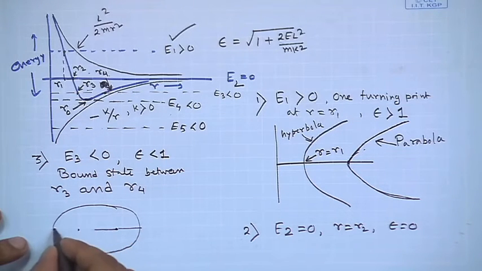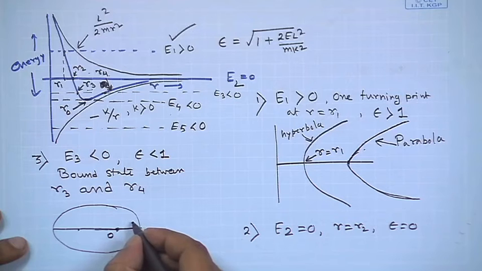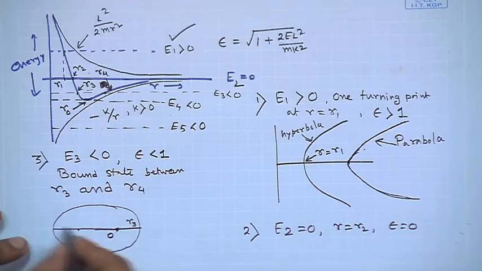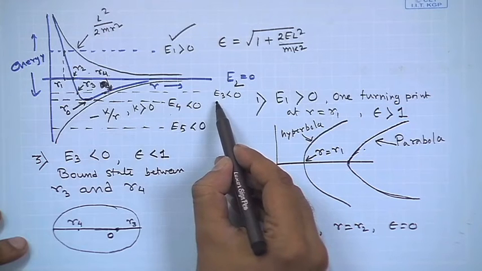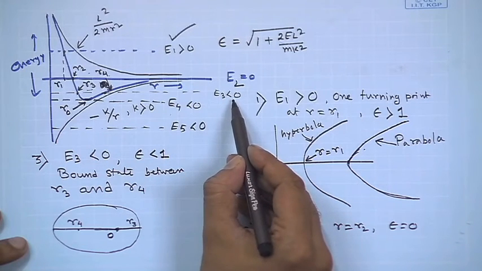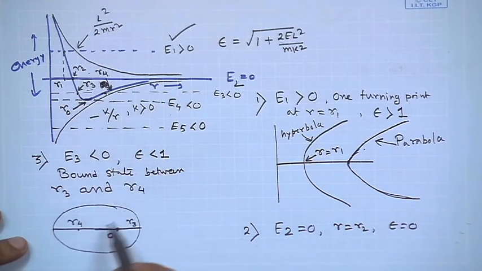Okay. So, if this is my focus O, or the origin at O, one of the foci, then the smallest of the R is this. So, this will be my R3 in this case, and the largest of the R is this length, which will be given by R4. So, if the energy is E3, which is less than 0 and has two intercepts with the effective potential, then this will be described by an ellipse.